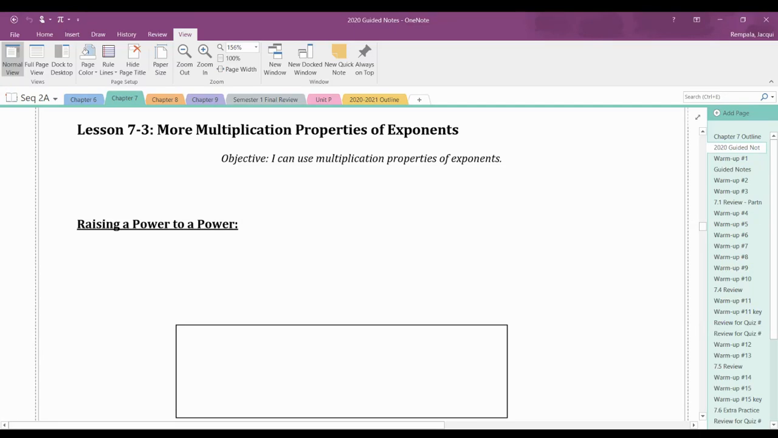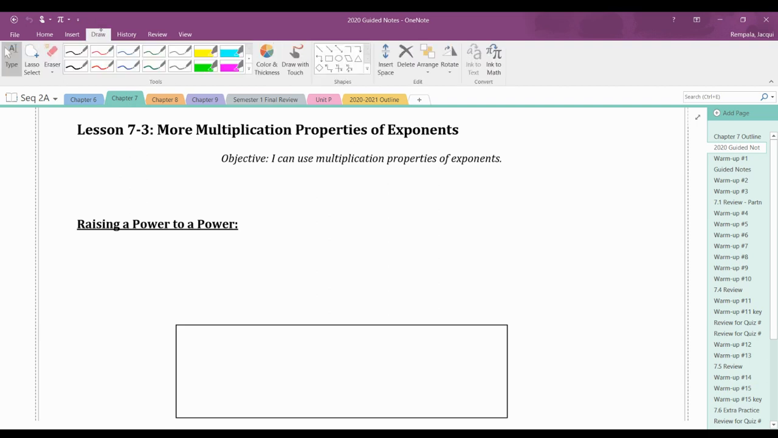Today we're going to look at lesson 7.3, which is all about more multiplication properties of exponents. So we're going to use multiplication properties of exponents today. The first one is all about raising a power to a power. So let's think about this. Let's think about x squared being raised to the third power.